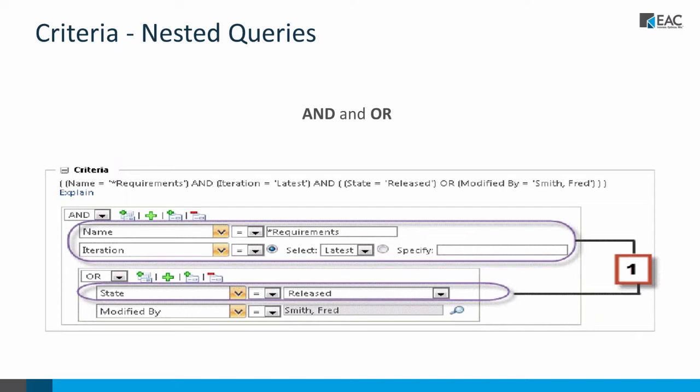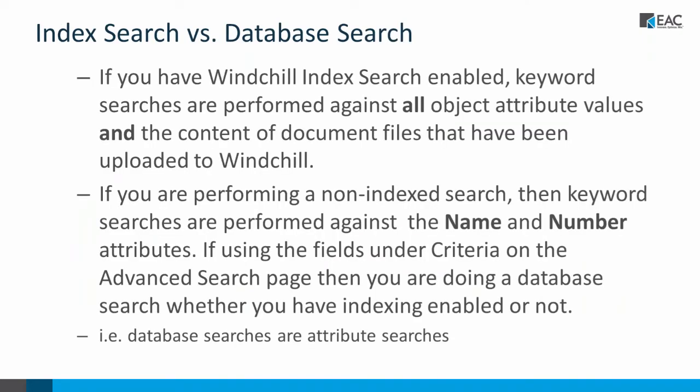In fact, if I reverse those and had the or on top and the and as the second one, it would give me 3 different results, right? Because it would search for a name with requirements in it, or it would give me a name with the iteration as the latest, or it would give me a state that's released and modified by Fred Smith. All right. So just remember that you can nest those, and and and or are the operators that we would use to do that.